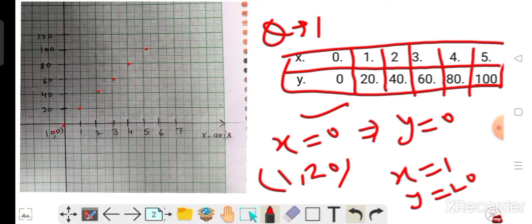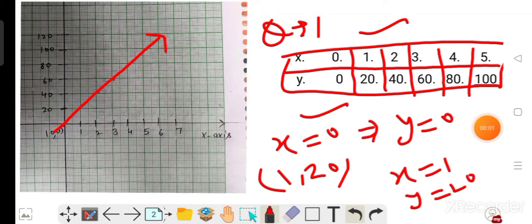By joining these points by a straight line, the graph of this data is obtained. This is the graph of this given data. Okay, this is the graph of your question number first. By using this graph you also have to find the relation between x and y.